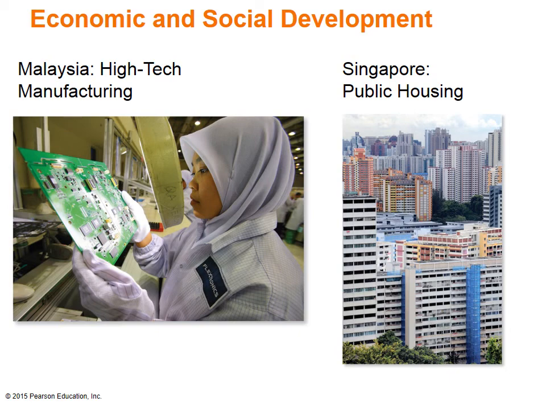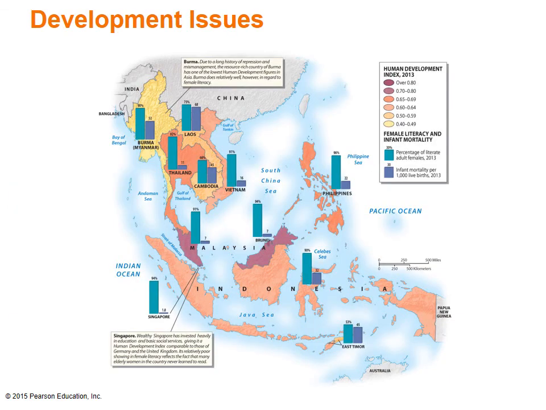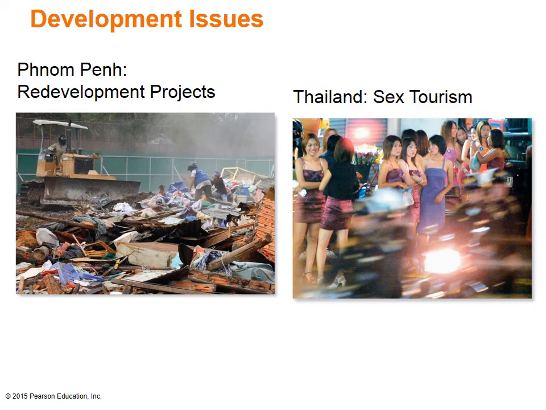Levels of health, education, and other aspects of human development vary widely across the region. As human development figures shown in the map indicate, Singapore, Brunei, Malaysia have reached high levels of development, whereas Burma, Cambodia, and East Timor lag well behind. There are a few development issues to note. One is the redevelopment projects in Cambodia.